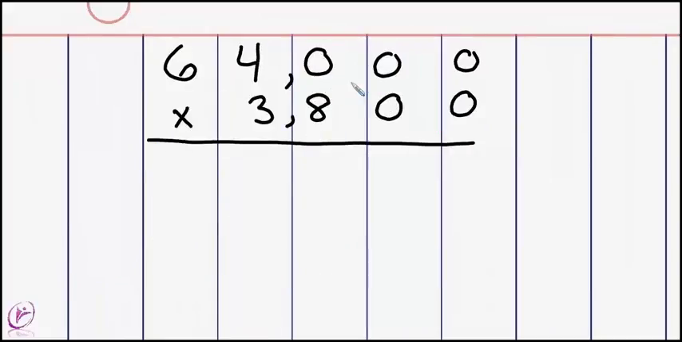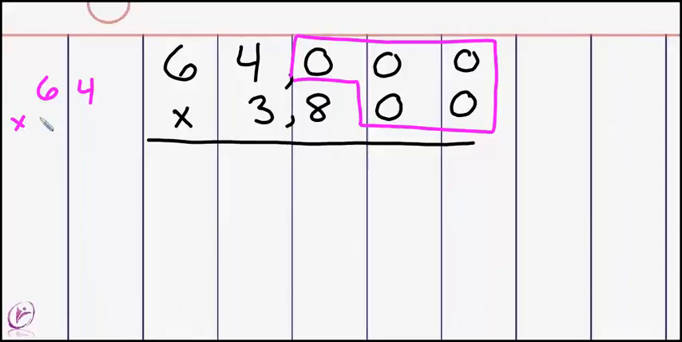Here we have 64,000 times 3,800. Now we're going to cut out the zeros as long as they're at the end of the number. So we're left with 64 times 38. Now we need to just go through this problem as we normally would. 8 times 4 is 32. 8 times 6 is 48. 48 plus 3 is 51. Now we need to automatically add a 0 and multiply 3 times 4. 3 times 4 is 12. 3 times 6 is 18. 18 plus 1 is 19.